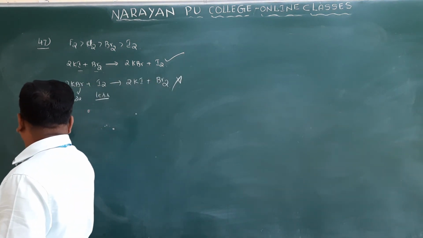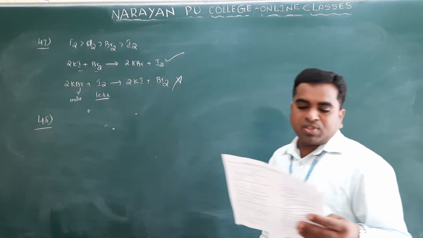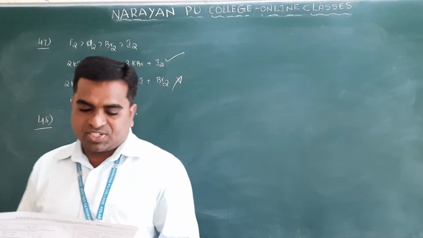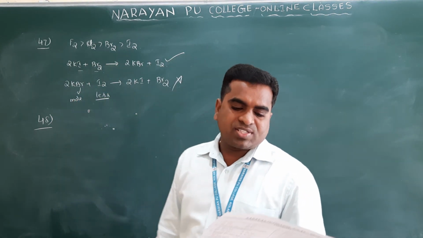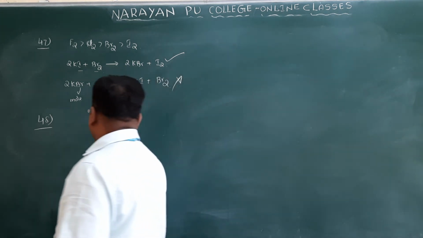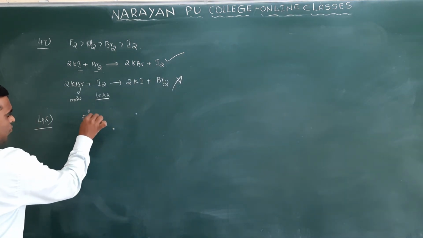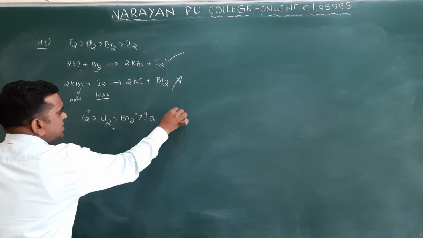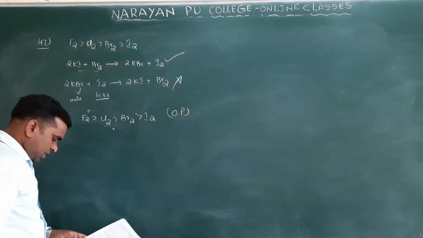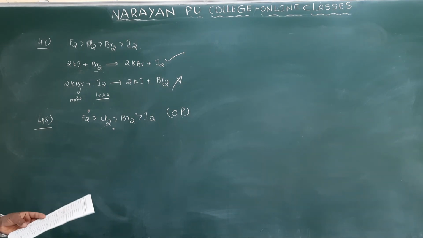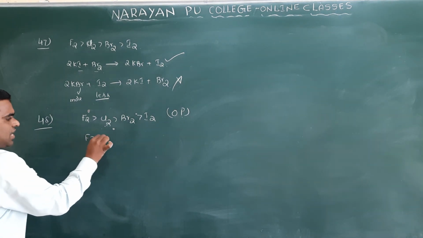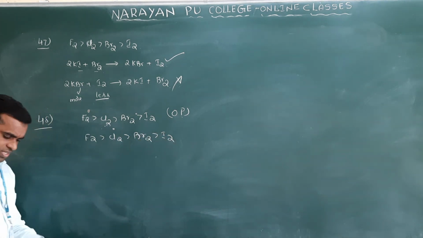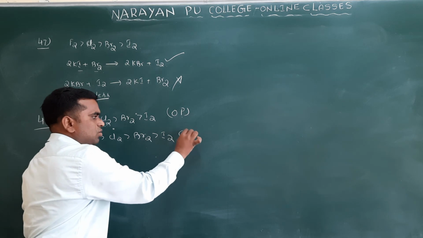Coming to question number 48. Which of the following arrangements does not truly represent the property indicated against it? First one, oxidizing power. Reactivity and oxidizing power follow the order fluorine, chlorine, bromine, and iodine. That is correct. Electronegativity: fluorine has the highest electronegativity, then chlorine, bromine, and iodine. This is also correct.